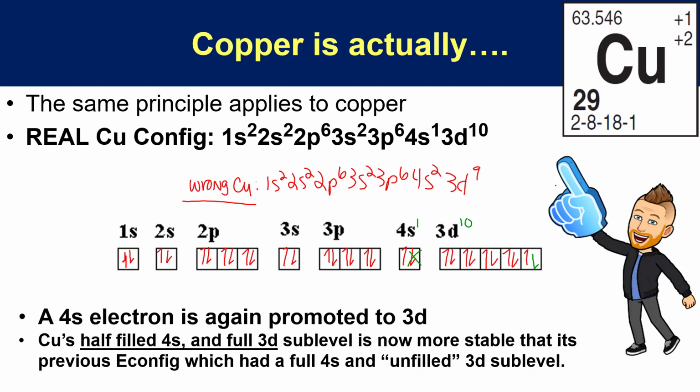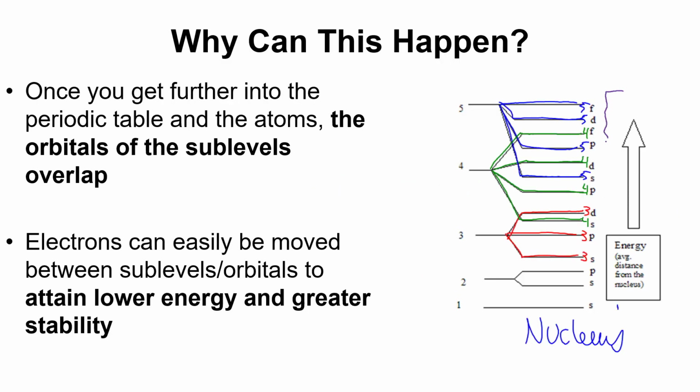You're going to see, guys, that this is something which shows up throughout the periodic table, particularly in the larger elements where the sublevels overlap. Here's a picture. You guys can see here that once you get deep into the innards of that periodic table and we start to introduce the F sublevel and a lot of the higher D sublevels, all these energy levels overlap and they virtually sit on one another. So it is very easy to move electrons from one sublevel or orbital to another in order to achieve stability.